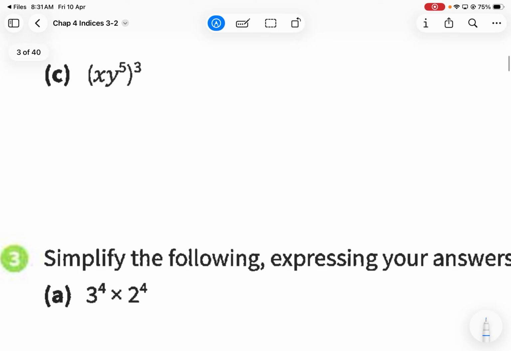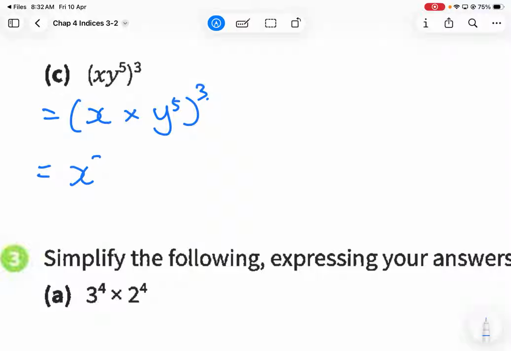Okay, part C and D is where I told you, usually you are given a bracket, and when they give you the power outside, you must know that your power must be given to both items inside. Because when we write xy to the power of 5, it is actually x times y to the power of 5. When we don't write any symbol in between, it is actually a multiply. Then you remember when we multiply this, we must give the power 3 to x, we must give the power 3 to y to the power of 5.